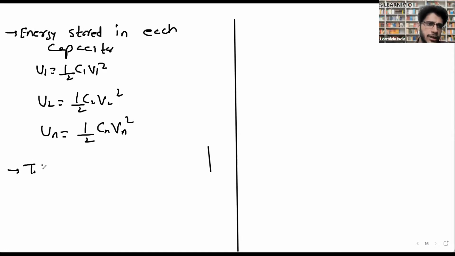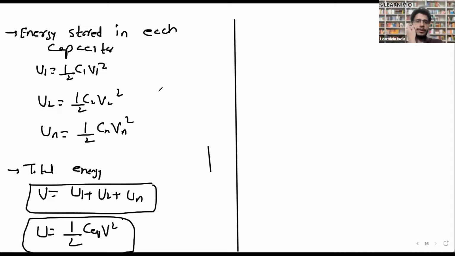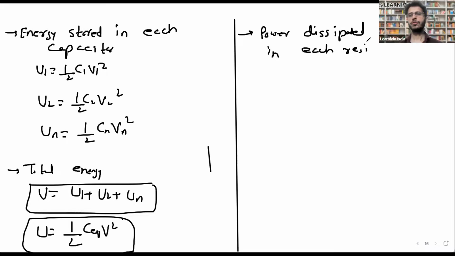If you need total energy, then you can do two things. For total energy, you can either add up the individual energies, or you can write that your total energy is half C equivalent into V square. Total capacitance, total voltage square. Instead of energy, what term we will use in resistor? Power dissipated. Power dissipated in each resistor. So a good portion of chapter number 3 is complete.